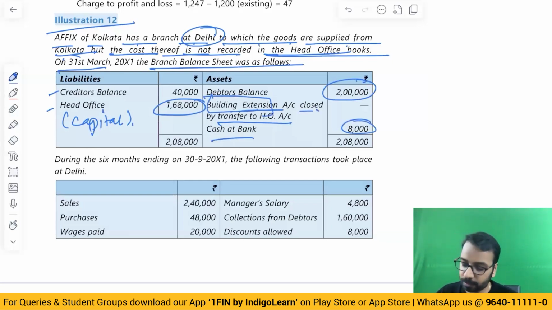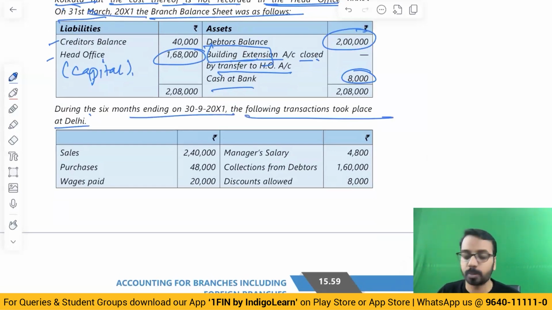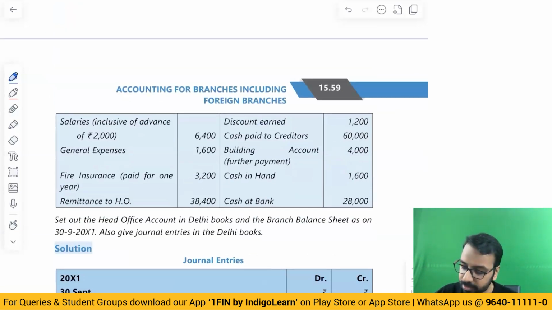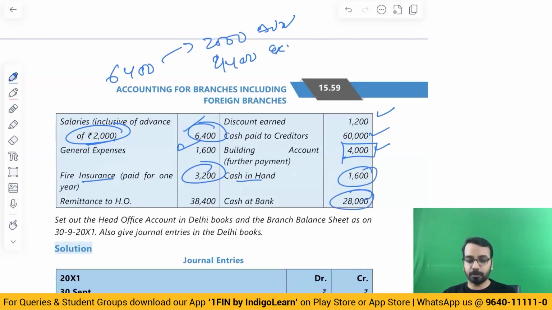Cash at bank 8,000. During the 6 months, so this is as on 31st March, ended 30th September, the following transactions took place at Delhi. Delhi is our branch. Sales, purchases, wages, manager salary, collections, discount allowed. Salaries, including advance, general expenses, fire insurance for 1 year. Now, when they say advance, 6,400 is not expense. 6,400 out of this, 2,000 is advance salary and 4,400 is expense. Discount earned, cash paid to creditors, building account, further payment made, cash in hand 1,600, cash in bank 28,000.